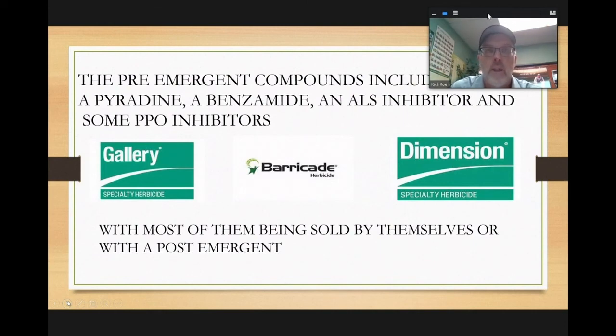Barricade is a dinitroaniline along with pendimethalin. It is mostly for crabgrass and some other annual grassy weeds. It does control some annual broadleaf weeds, as does Dimension, but by and large, what you're getting with Dimension or Barricade or pendimethalin is pre-emergent control on crabgrass.